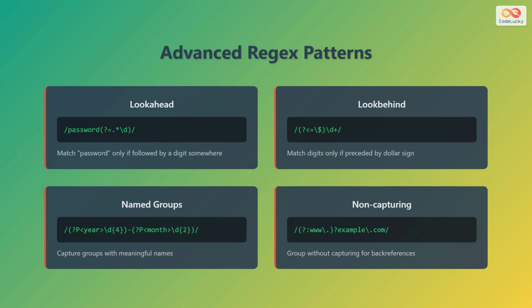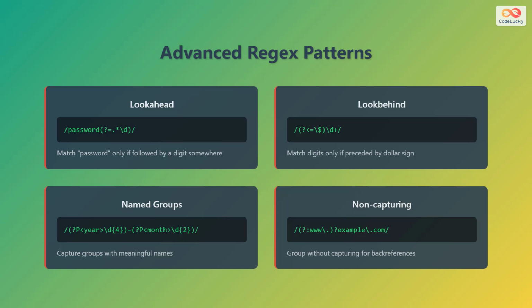Lookahead. The pattern /password(?=.*\d)/ matches the word password only if it's followed by a digit somewhere in the string. Lookbehind. The pattern /(?<=\$)\d+/ matches a sequence of digits only if they are preceded by a $ sign.